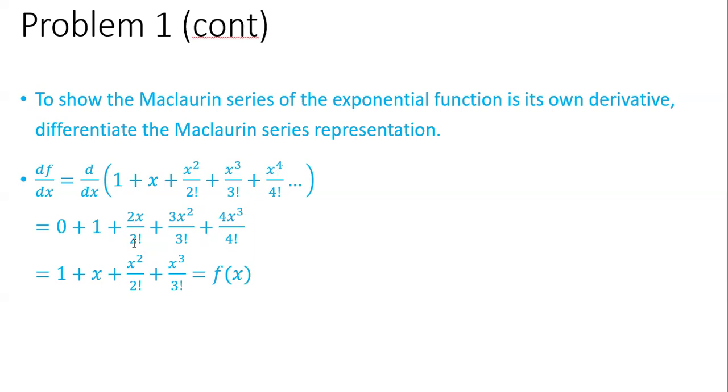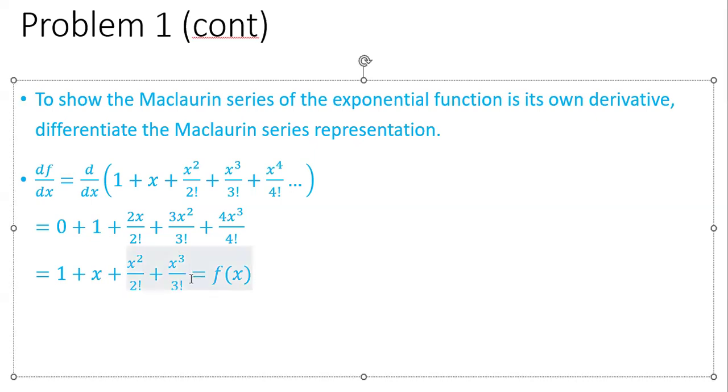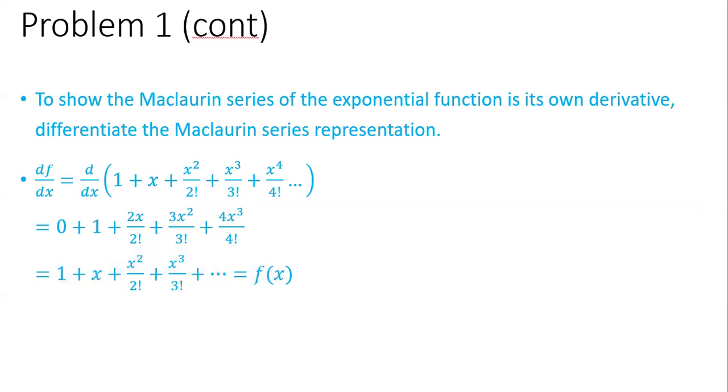2 divided by 2 factorial, what's that? That's just 1 factorial, which is just 1. 3 over 3 factorial, that's just 2 factorial on the bottom. 4 divided by 4 factorial, that's just 3 factorial on the bottom. So clearly, this is exactly the same as up here, what we started differentiating with, right? So I should put a plus dot dot dot here as well, okay? Which is equal to f of x.